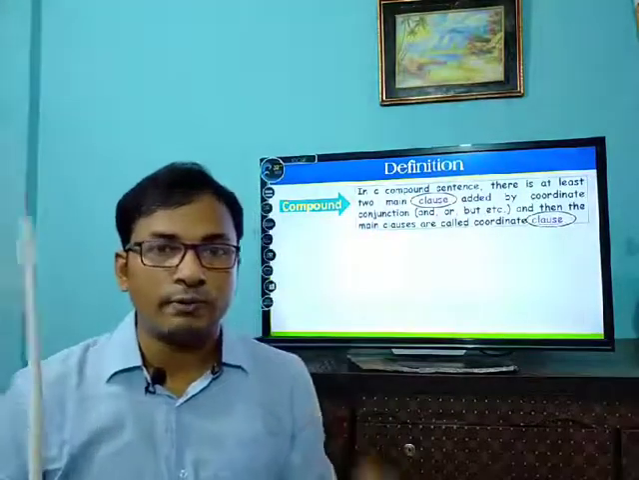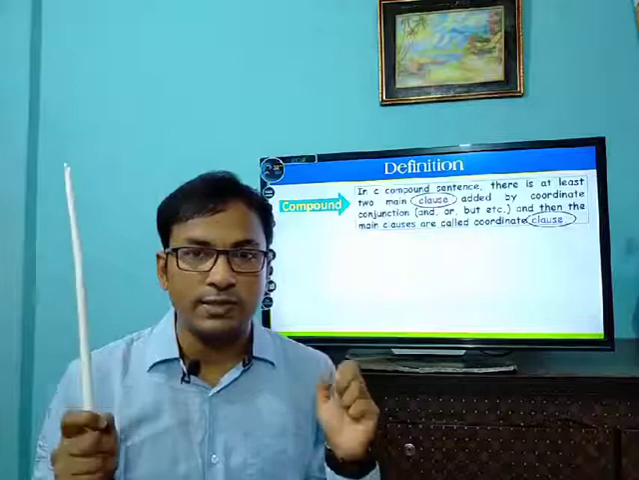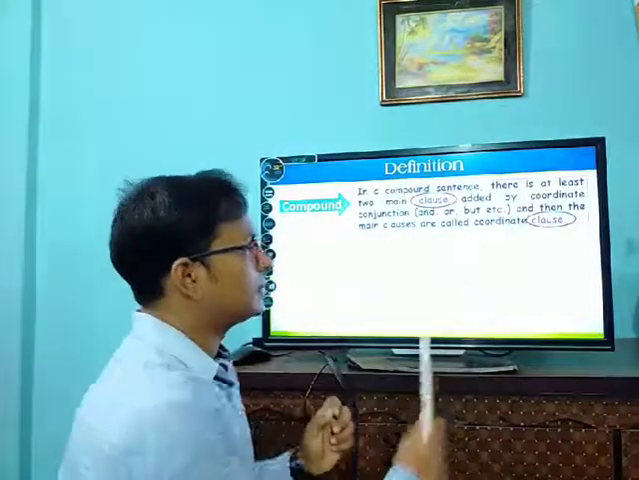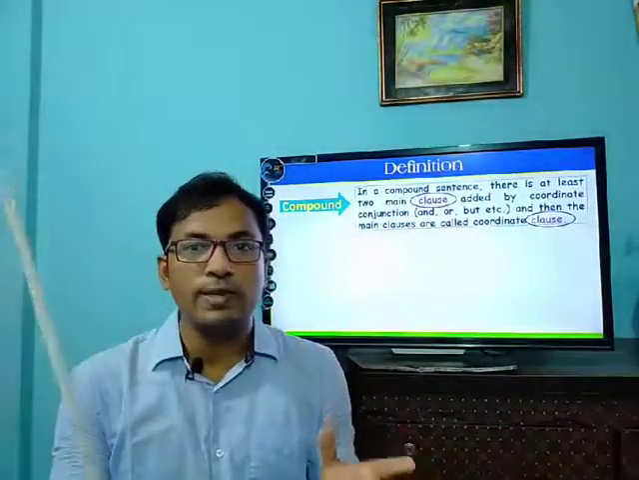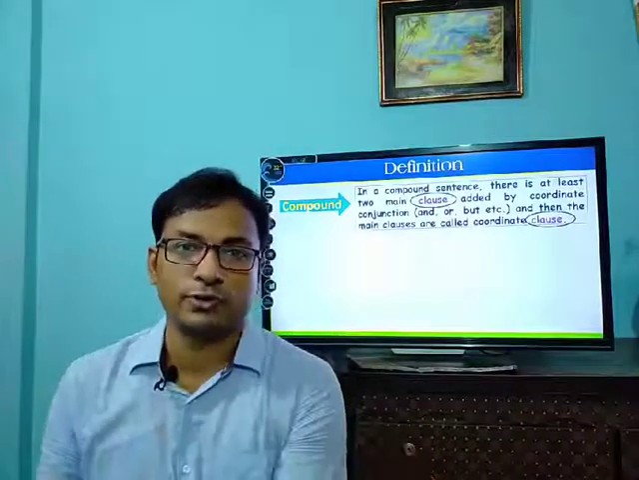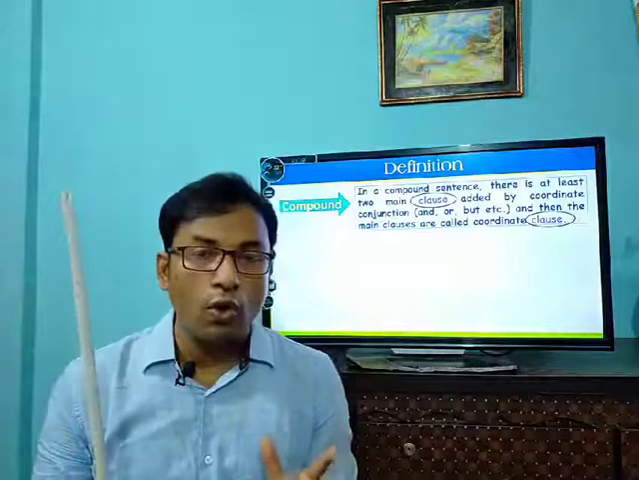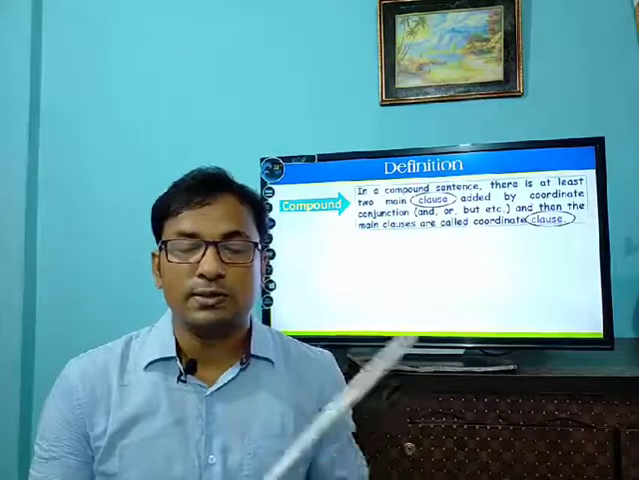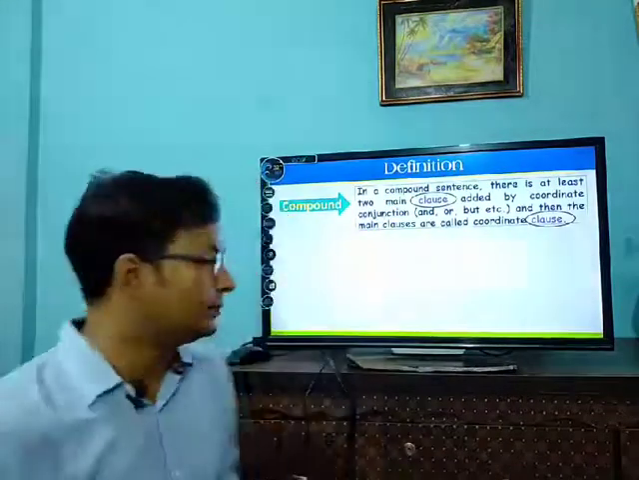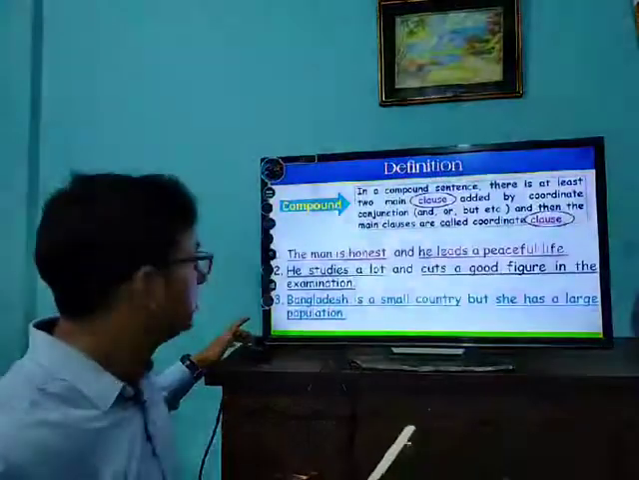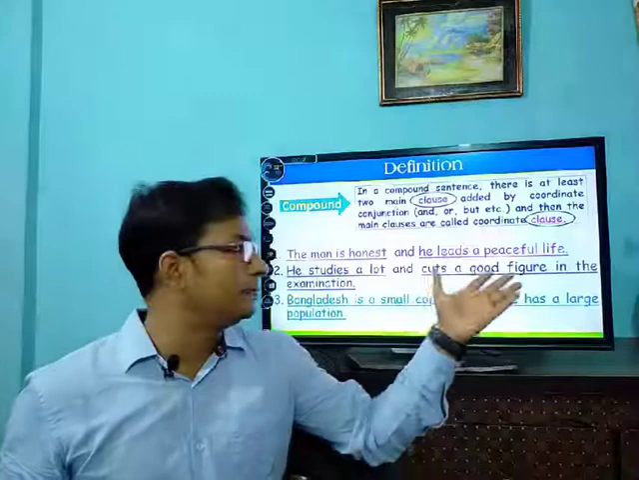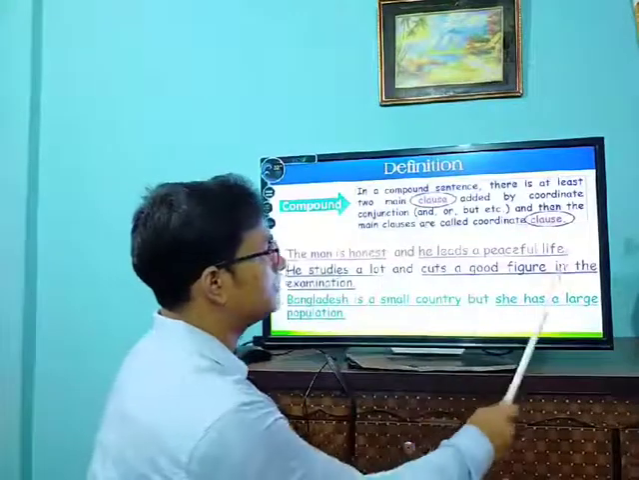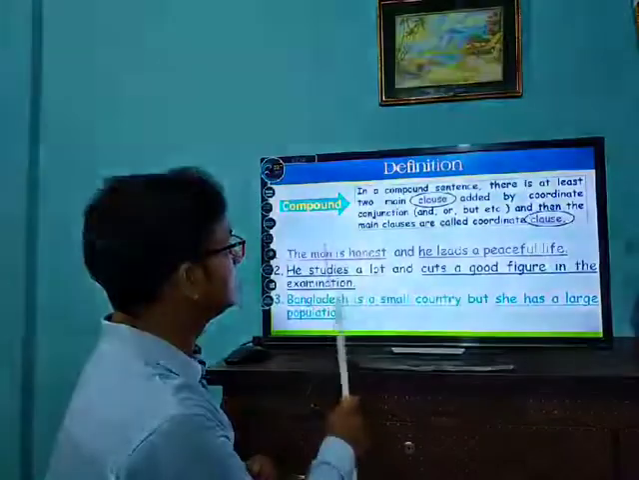Okay, so in a compound sentence there are two main clauses, and these two main clauses are joined with the help of a coordinate conjunction: and, or, but. Then these two clauses are called coordinate clauses. So this main clause does not remain the main clause in a compound sentence. For example, we will see the example here. The man is honest and he leads a peaceful life. So you can see, the man is honest, there is a part, he leads a peaceful life, there is a part. So the man is honest, it is a main clause.